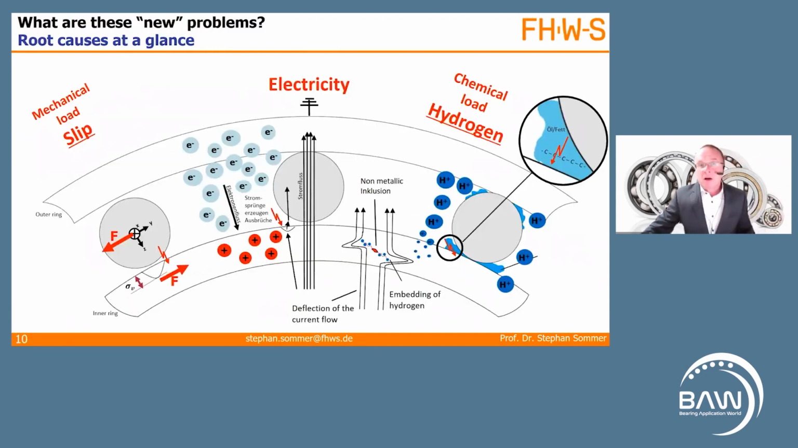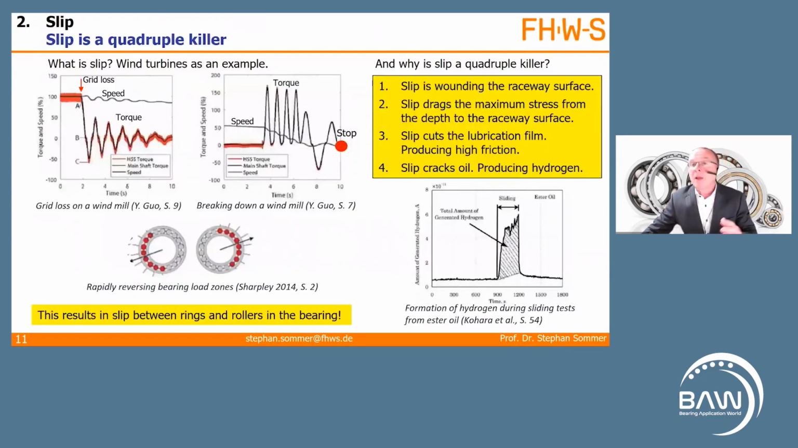And here are the problems at a glance. It is the mechanical component, it is slip. We talked about electricity. And there is a chemical load, it's hydrogen. Now let me go to slip first. Slip is a quadruple killer. Now why is that the case?